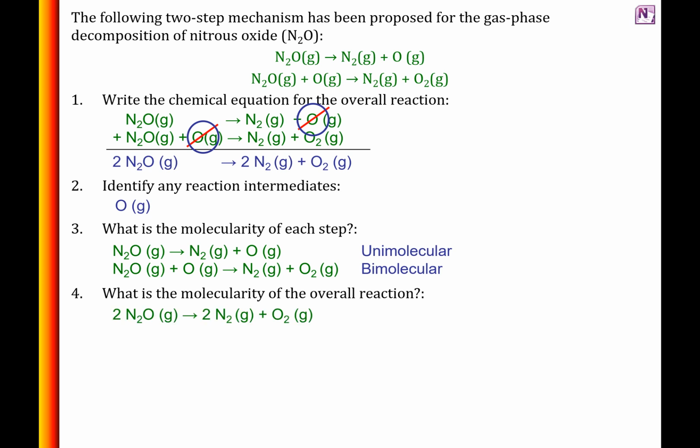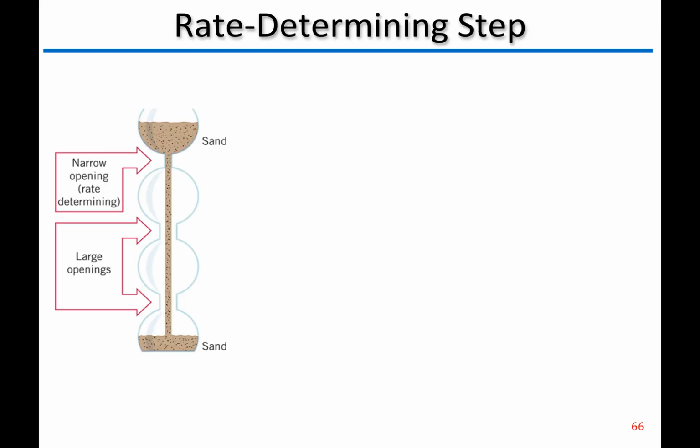Then lastly, it wants to know the overall reaction. So the overall reaction, we have two things reacting, N2O reacting with N2O, so that would be bimolecular. So hopefully that was not too tough, just learning to total up elementary equations and look for intermediates and then be able to spot the molecularity of each step.